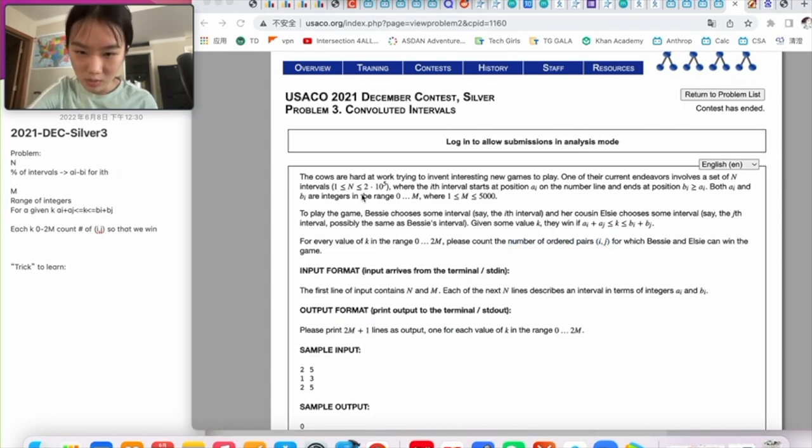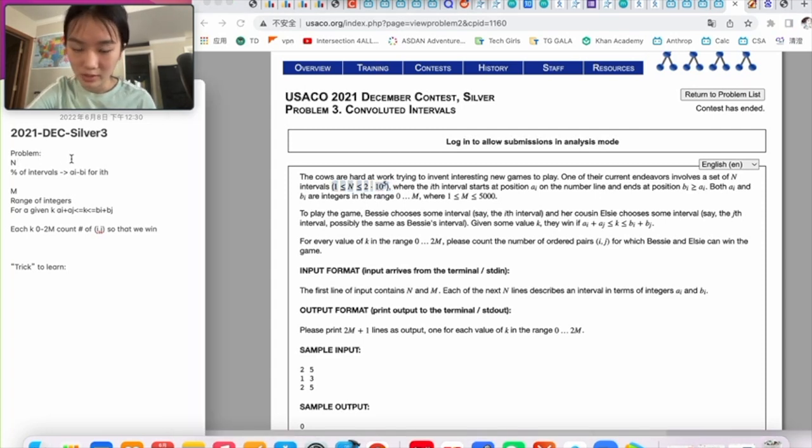And also, we need to look at the range of the important capital letters. For example, capital N is at max 10 to the power of 5, which is a relatively large number. And let's see, M is relatively small. It is 5,000. So seeing the range of N and M, we come up with a really easy idea: not to use N. If we can use M to replace N, we'd better do that, because N is too big, and there's no way we can use time complexity of N squared to get a full score in this problem. So we'd better use M more than N. So let's see how we're going to do the problem.